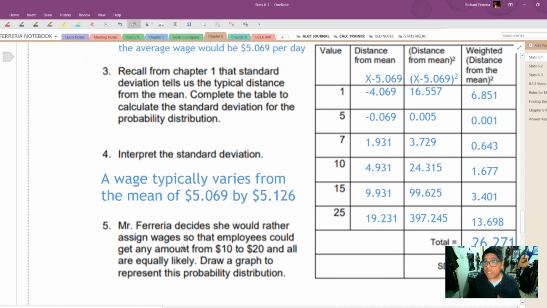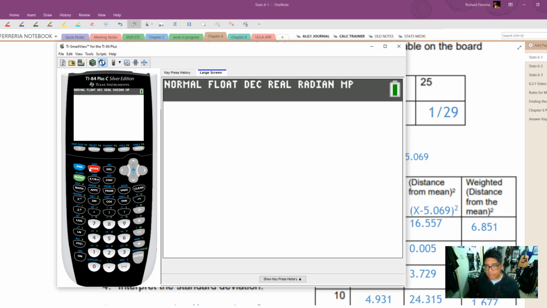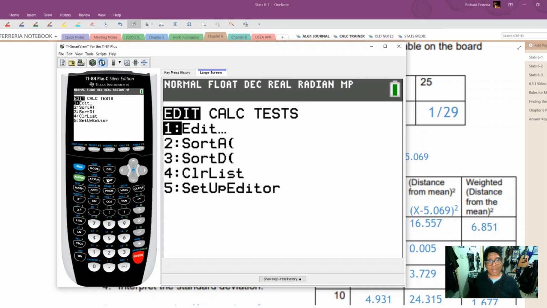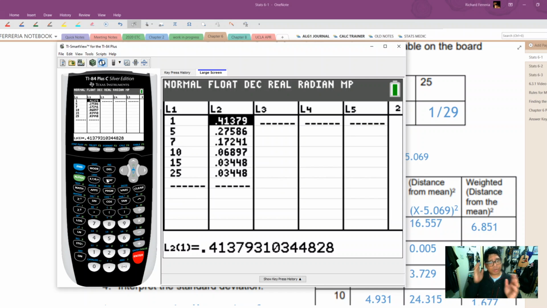A wage typically varies from the mean of 5.069 by about $5.13. So I promised you that I would show you how to do this the quick way on your calculator. So let's take out our TI-84s and see how to do this. Take your calculator, push Stat, and then Edit. And then you're going to put your data into L1 and L2.